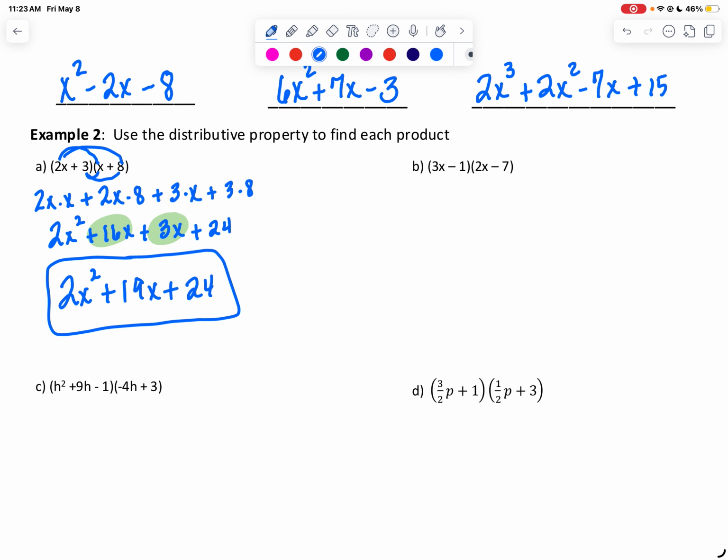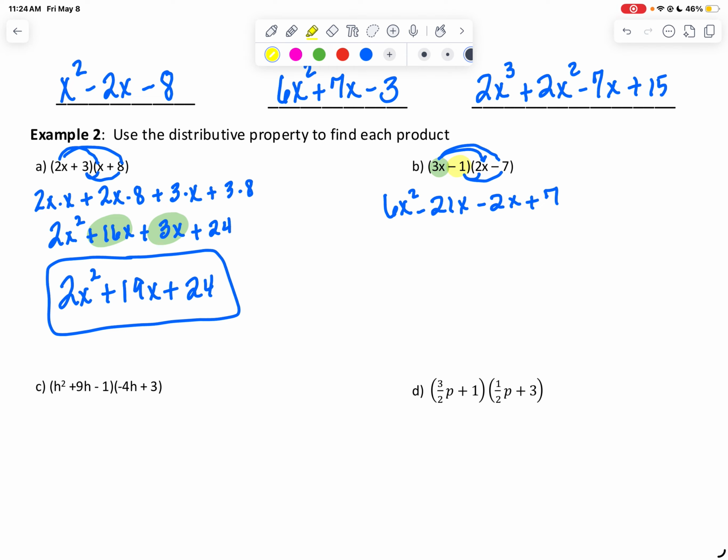All right, let's try that process again. In problem B, we have 3x minus 1 times 2x minus 7. So again, I'm going to start with that first term, the 3x, and I want to multiply it by everything in that second parenthesis. So 3x times 2x is 6x squared. 3x times negative 7 is negative 21x. Now you're going to take your second term and multiply it by everything in that second parenthesis. So we have negative 1 times 2x is negative 2x, and negative 1 times negative 7 is positive 7.